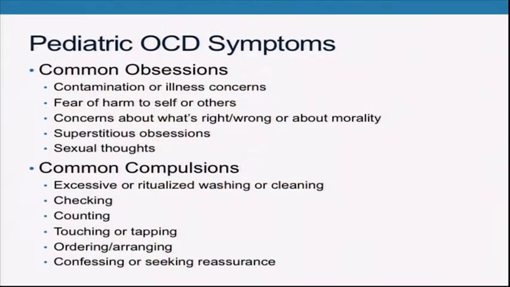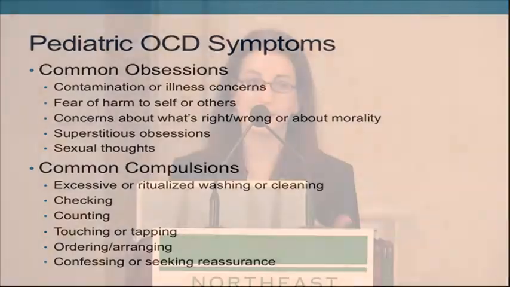So many of you are familiar with the types of obsessions and compulsions that are common among children with OCD. Just to give you a sense, many of the common obsessions that come up are contamination or illness concerns, fear of harm to self or others, and that's not to say that they're suicidal necessarily, but just concerned that maybe they could do something to hurt themselves or others. A lot of concerns about what's right or wrong, or what's moral or immoral. I've had some kids who just fear, say, going into a store and thinking, what if I steal something, or what if I did somehow steal something, or what if I cheated on a test?